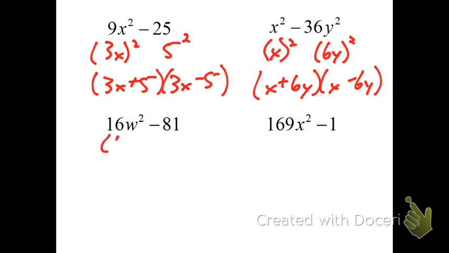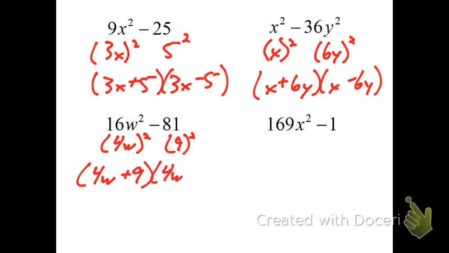And I'm going to make sure we don't go too far. So there's 4w, and this is 9. So we're going to have 4w plus 9, and then 4w minus 9. Now, when we get more advanced, we're going to realize that, hey, that's a square and that's a square. Almost, that w is not a square. So we might be able to keep factoring. We have to check for that.